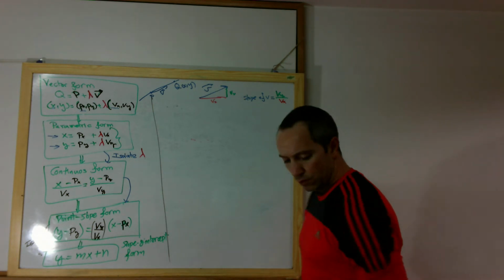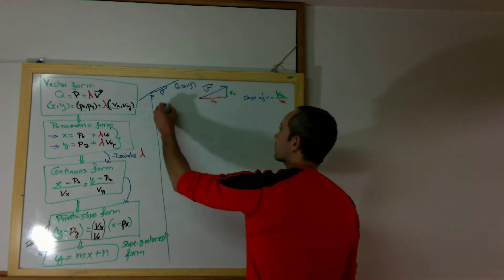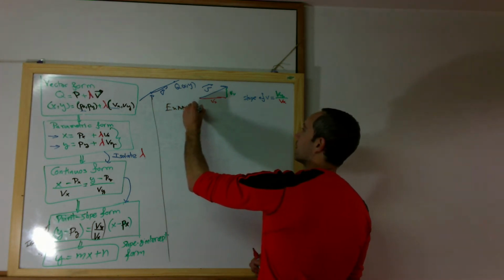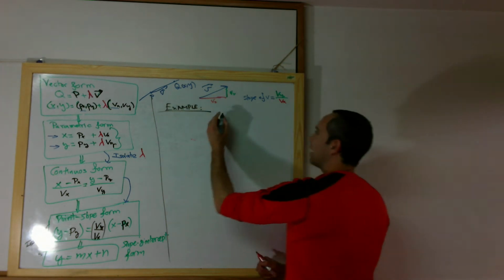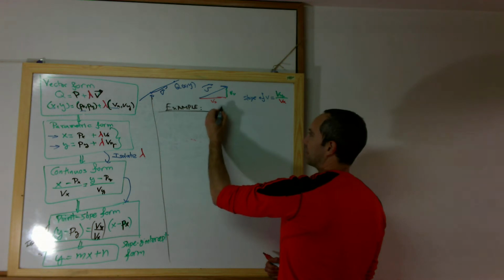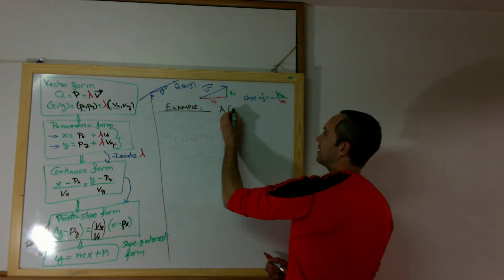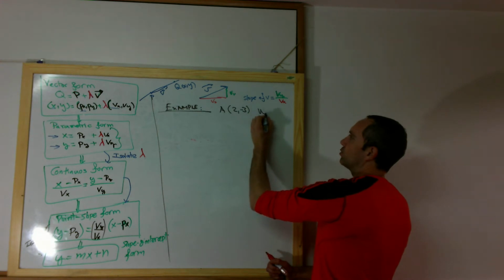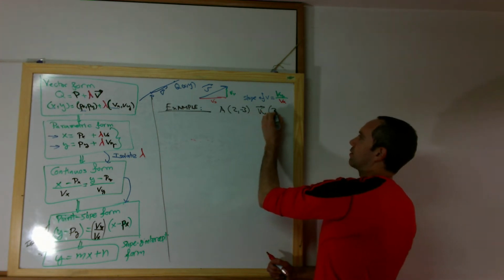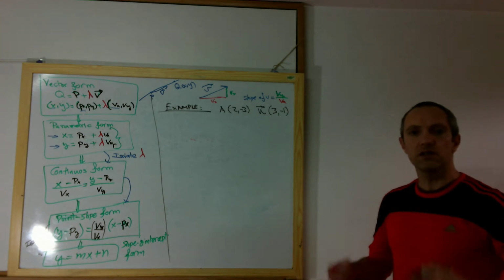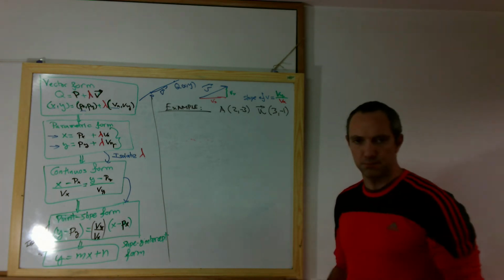So, let me solve one complete example, right? Imagine that I give you one point, doesn't matter, I can call it A. A is (2, -3), and one vector, vector U is (3, -1). So, I'm going to write all the equations, follow all the steps, step by step.